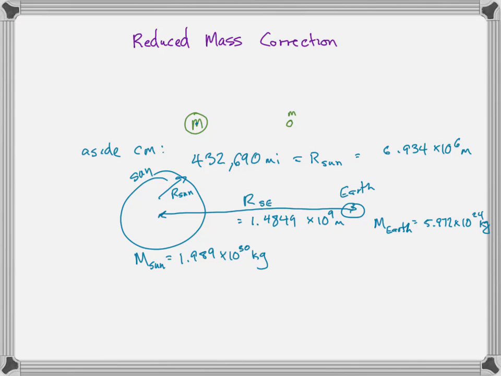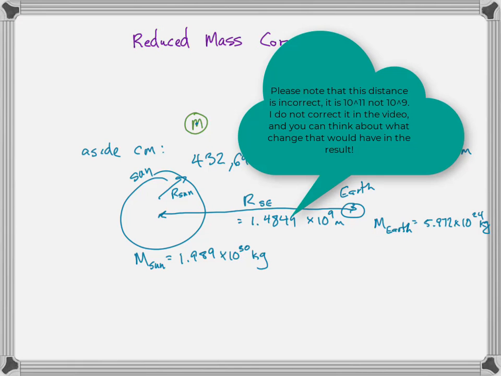Okay, here are some numbers. The radius of the sun, 6.934 times 10 to the 6 meters. The distance between the sun and the earth, 1.4849 times 10 to the 9th meters. The mass of the earth, 5.972 times 10 to the 24th kilograms. Mass of the sun, 1.989 times 10 to the 30th kilograms.